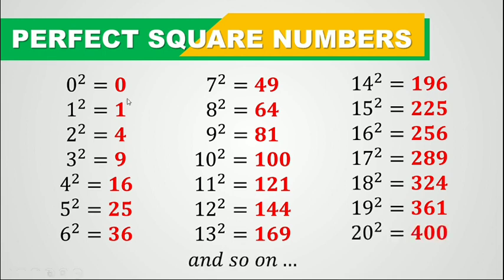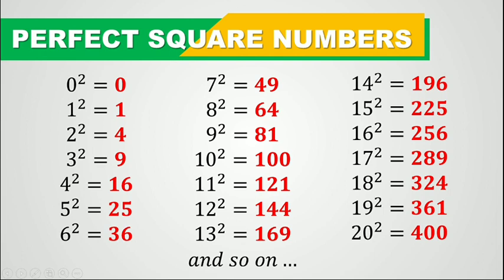So the numbers in color red, 0, 1, 4, 9, 16, 25, 36, 49, 64, 81, 100, and so on, are the perfect square numbers. They are called perfect square numbers because when we square a whole number, we get an answer which is a whole number. So that's basically what perfect square numbers are.